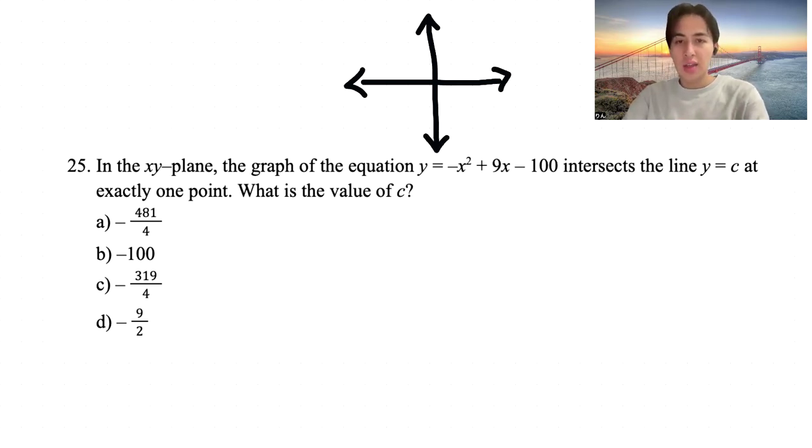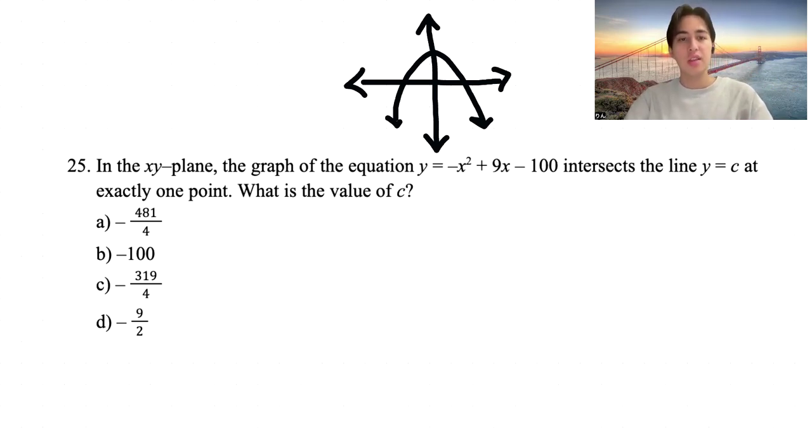This equation, y equals -x² plus 9x minus 100, is a parabola. So it's going to look something like this. And the reason why it's facing down is because this -x² is negative. If this was positive, it would be facing up, but that's a different story.